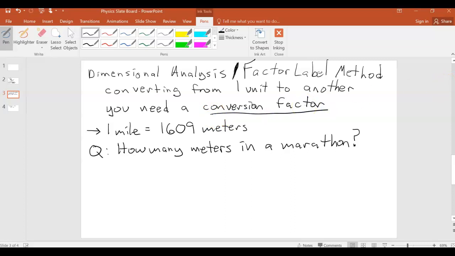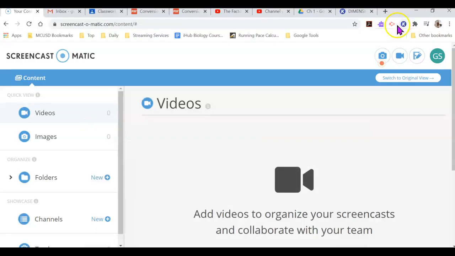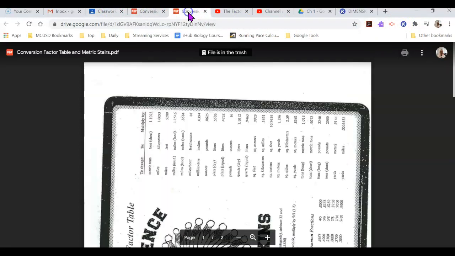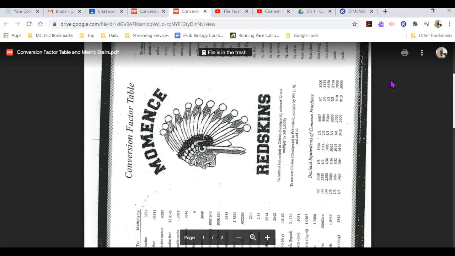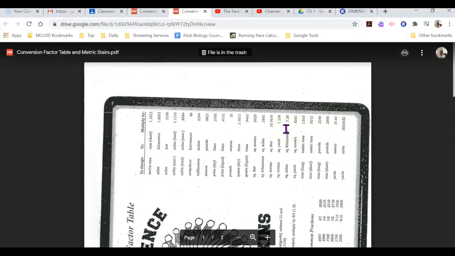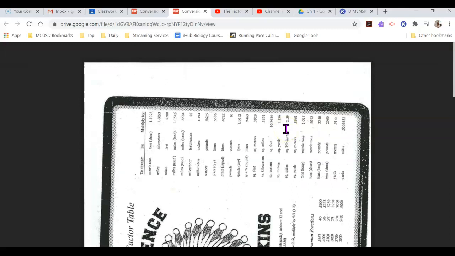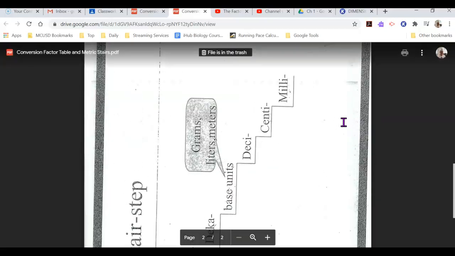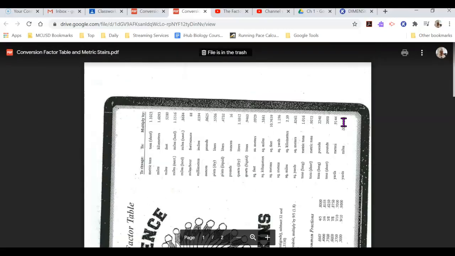And you'll have access in Classroom to a couple of different charts. This is one I always pass out to students when they didn't get there, the conversion factor table that has a lot of different conversions. It's a little hard to see. I tried to rotate it, did not work out. Hopefully on your Chromebooks, once you open it, you should be able to auto-rotate it. And then that's just on the back, the metric stair step there.